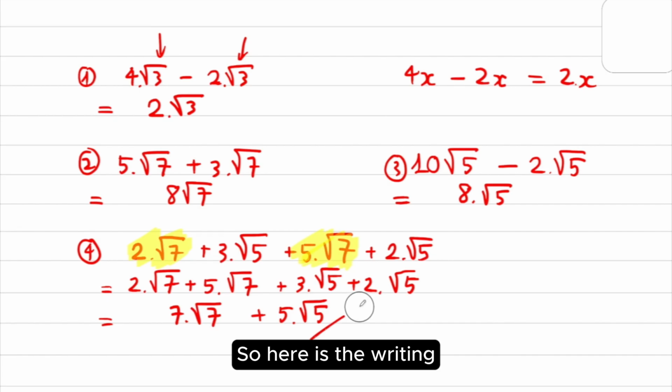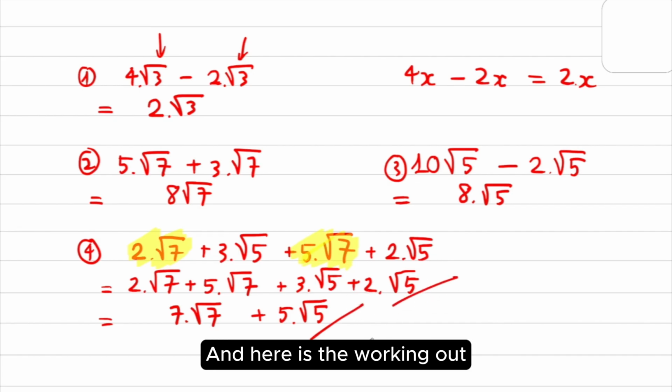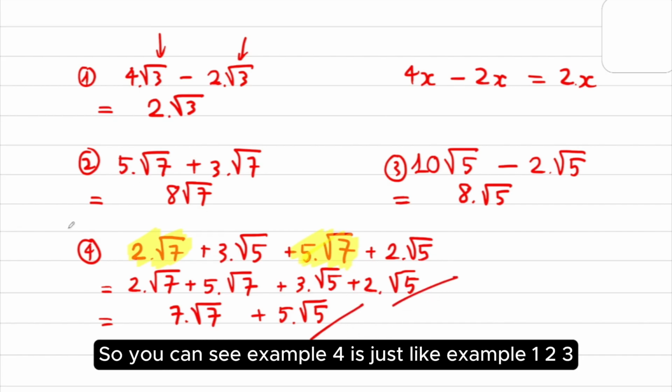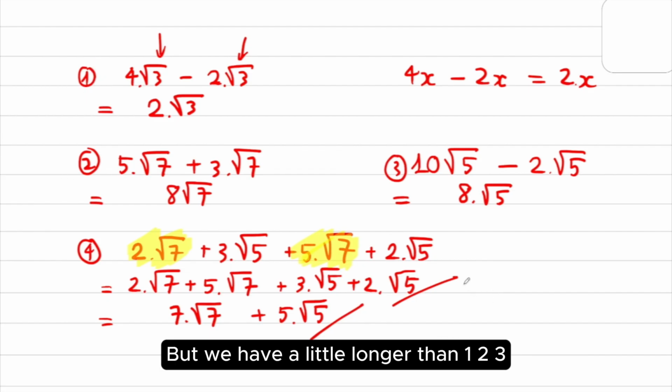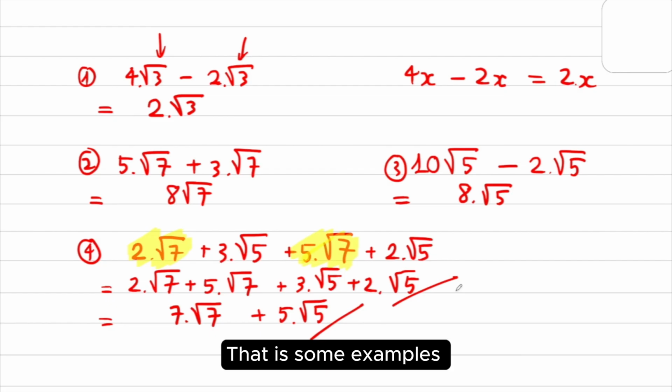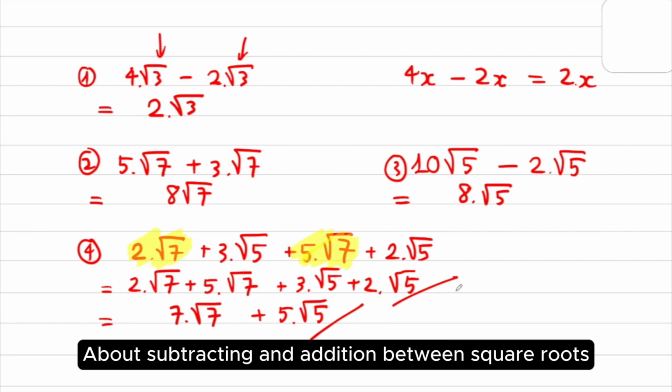So here is the writing and here is your working out. You can see example 4 is just like examples 1, 2, 3. It has the same form, but is a little longer. Okay, so that is example 4. Those are some examples about subtraction and addition between square roots.